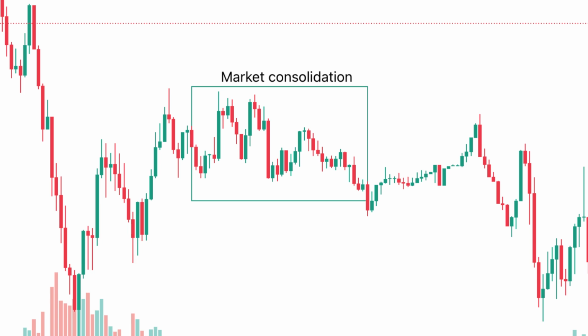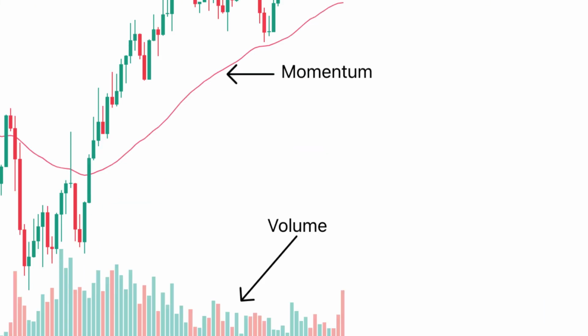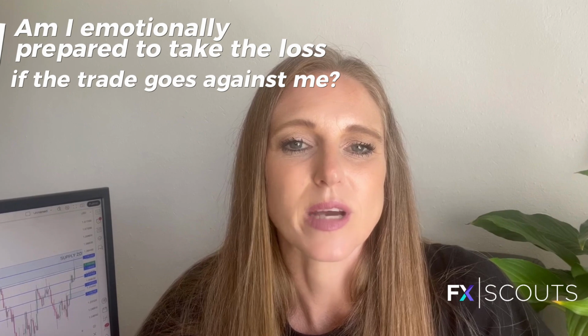You may also want to ask yourself, is this a double top forming? Or is this market consolidation? Are there extra filters you can use, like volume or momentum indicators, to confirm the reversal? And most importantly, am I emotionally prepared to take the loss if the trade doesn't work out?